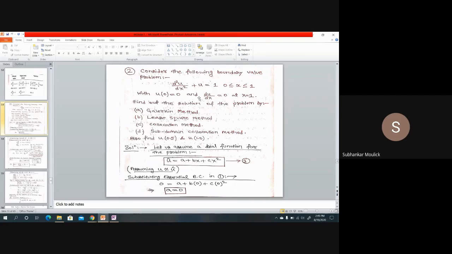Find out the solution of the given problem, that means of this given differential equation, by Galerkin method, least square method, point collocation method and subdomain collocation method. Also find u of 0.5 and u of 1.0. u of 0.5 means the value of u when x is 0.5, and the value of u when x is 1. Is the question clear?